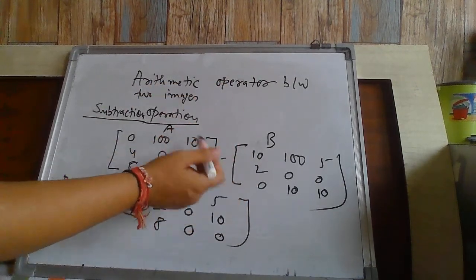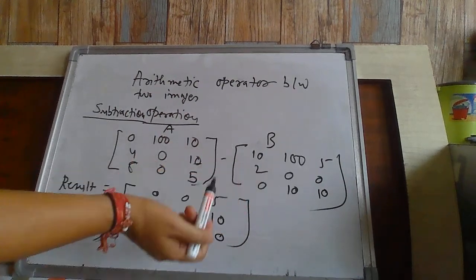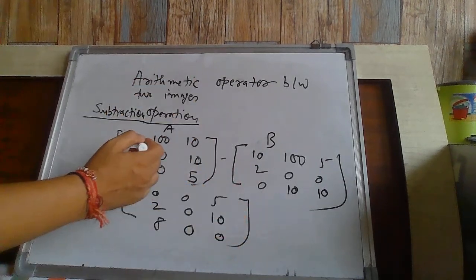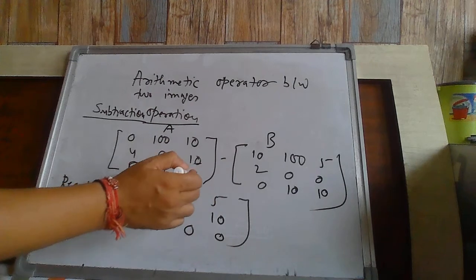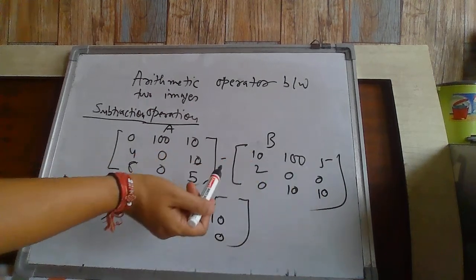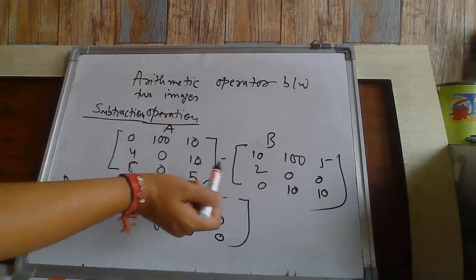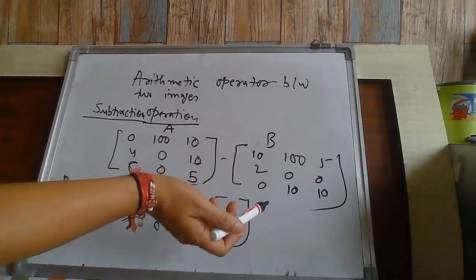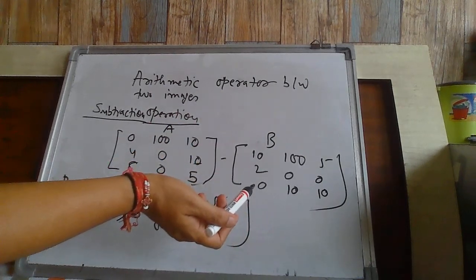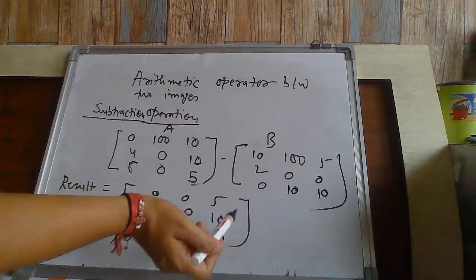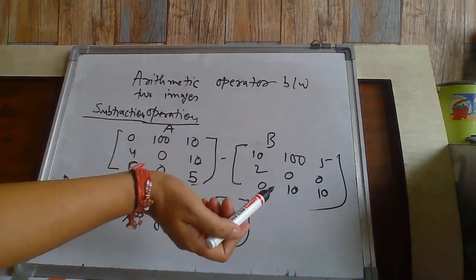In subtraction, you simply subtract pixel by pixel and follow those 4 rules. Everything is clear one by one, but in the last one you can see 5 minus 10, you get minus 5. Minus 5 is below the range. If anything is below the range, replace it with the minimum of that gray level range. Minimum is 0. So we have put a 0 here.